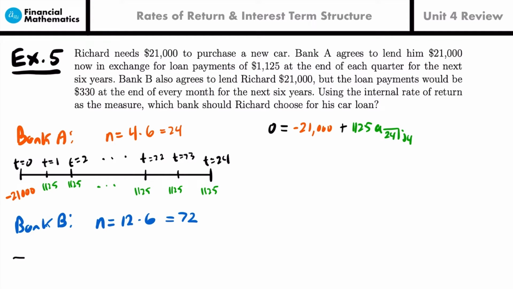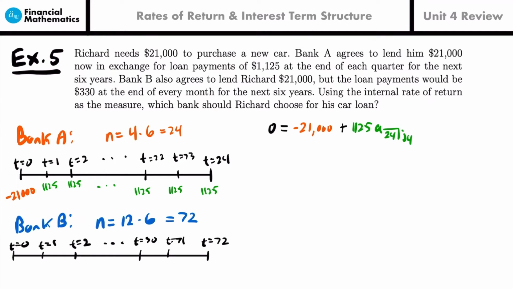All right, so here's a timeline for Bank B. This is time equals 0, and this would be time equals 72. So we have time equals 1, time equals 2. We'll skip ahead to time equals 70 and time equals 71. There is an initial investment of negative 21,000, and then after that, we have payments of $330 every month for 72 months.